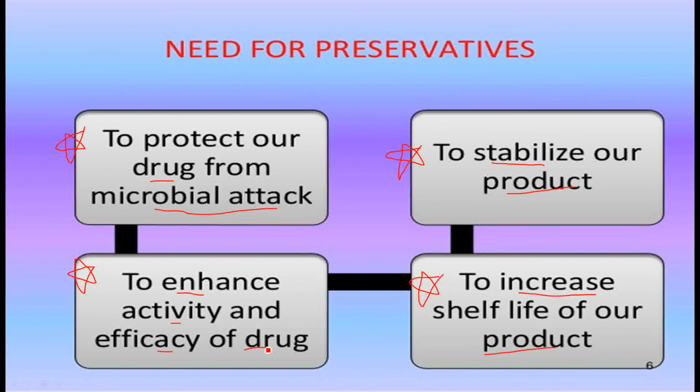And you can see that all these needs are interlinked somehow. You can see this is linked with this, these two are also linked, and these two are also again linked. So we can say that the needs for preservatives are many and all needs are interlinked.